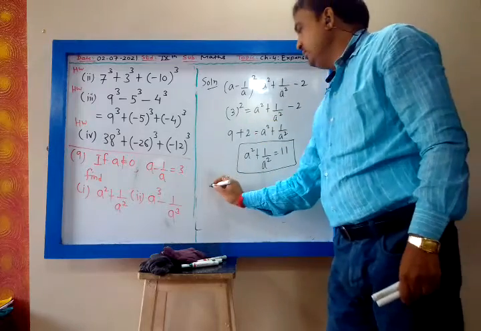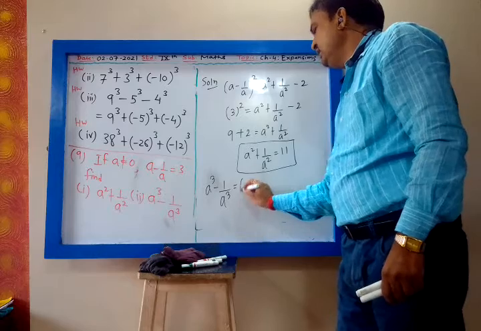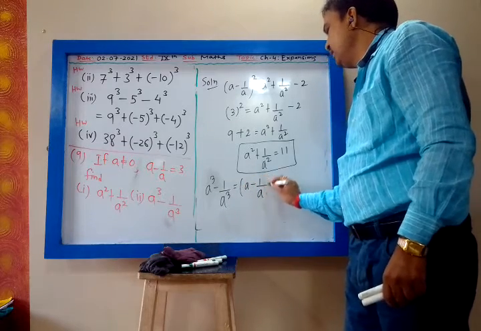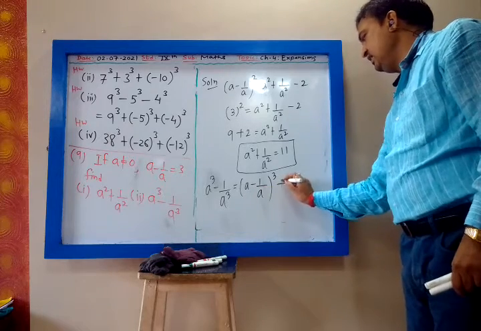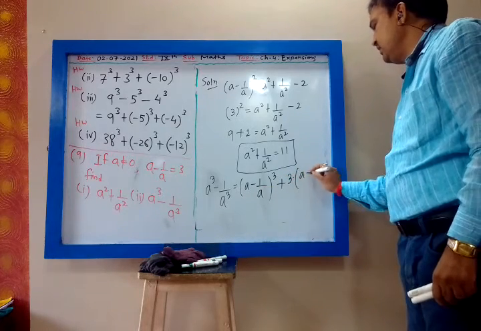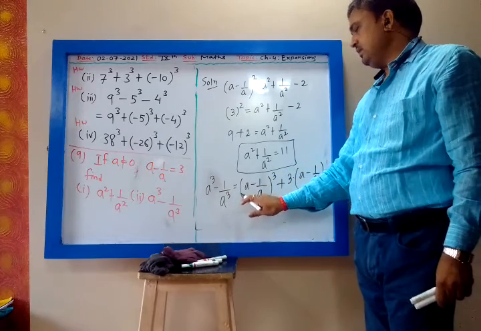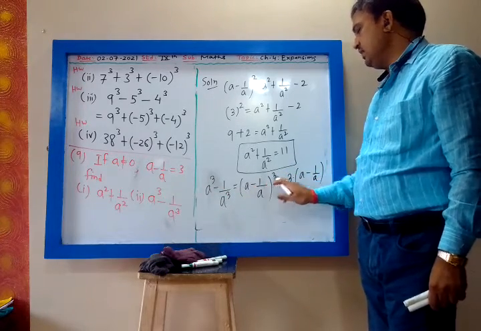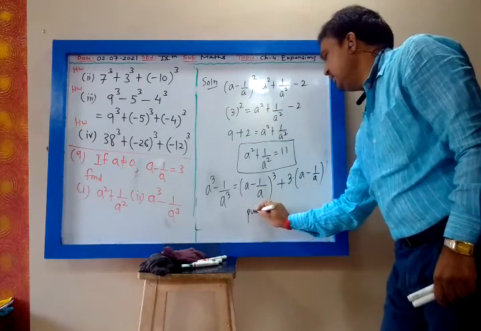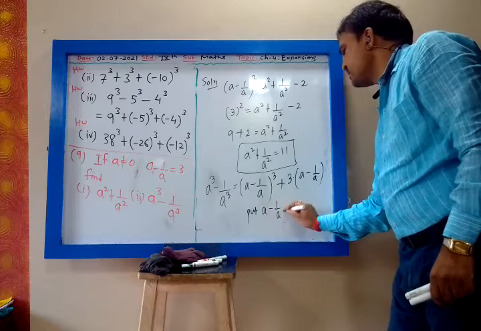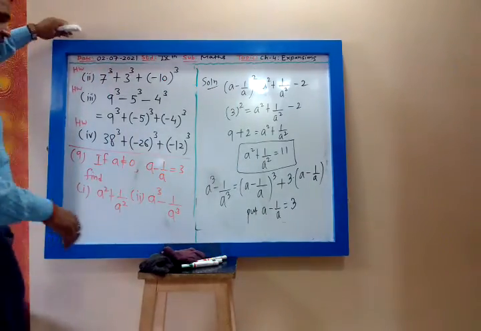Now we want to find A cube minus 1 upon A cube. We use the formula, that is A minus 1 upon A whole cube, then inside bracket minus, so outside plus 3 into A minus 1 upon A. Formula is A cube minus 1 upon A cube is A minus 1 upon A whole cube, inside minus, outside plus. The value of A minus 1 upon A is given. So put A minus 1 upon A as 3. It is given to us.